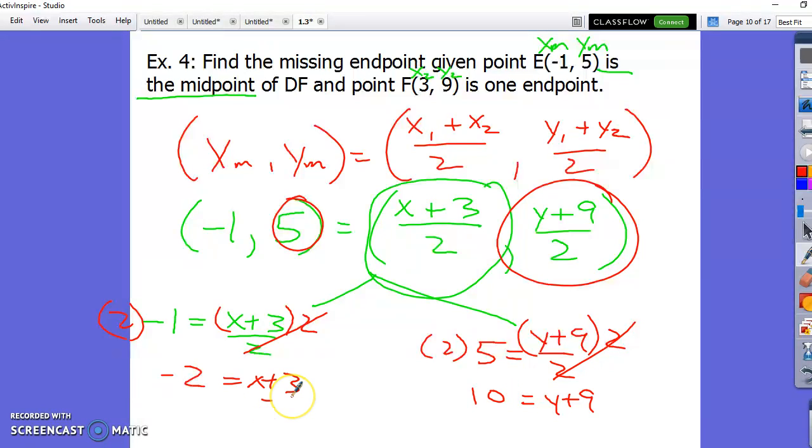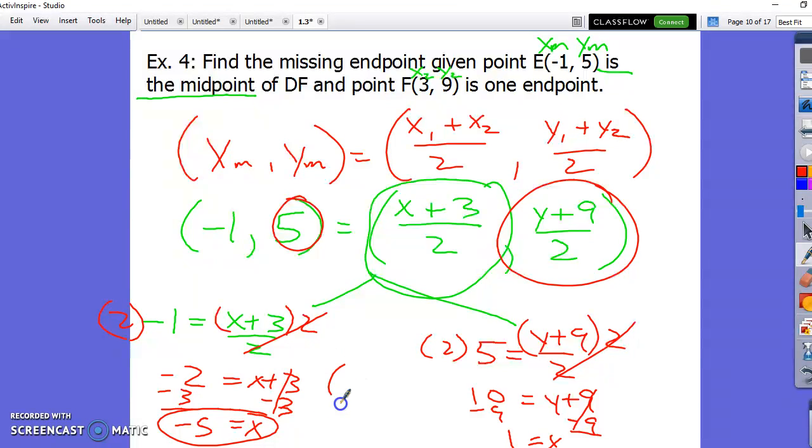And so in the x component, we're going to subtract 3 from both sides. And so we're going to have x equals -5. On the right-hand side, we'll subtract 9 from both sides. And we'll end up with y equals 1. We have one last step. Write it as an ordered pair. What's my x component, Hunter? Right, so our answer is -5, 1. And that's the other endpoint.